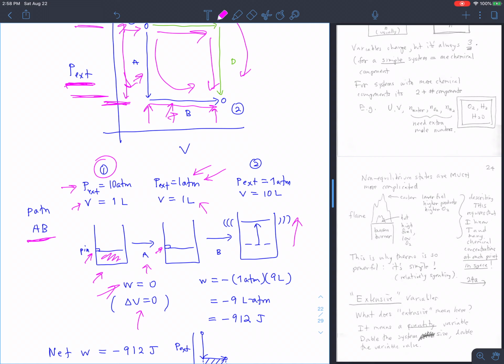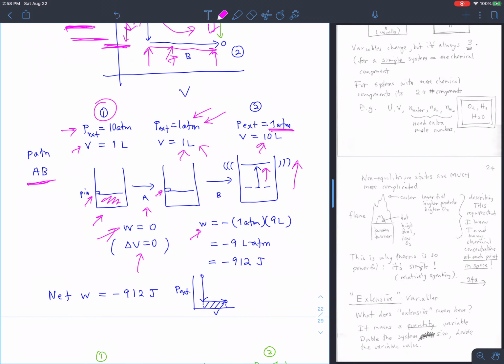Once I take the pin out and there's a force imbalance, a pressure imbalance like that, that piston's going to move, right? And if it's a light piston, it might move pretty fast. So this looks like an irreversible situation, just sort of intuitively. And I'm doing it against a constant pressure of 1 atmosphere. The volume changes from 1 liter to 10 liters.